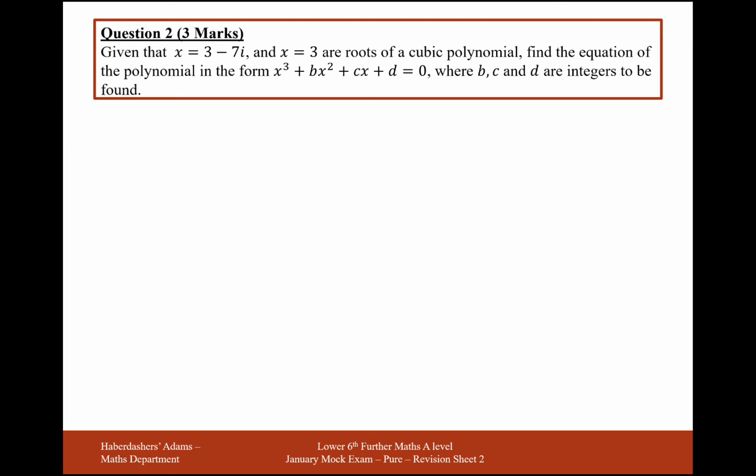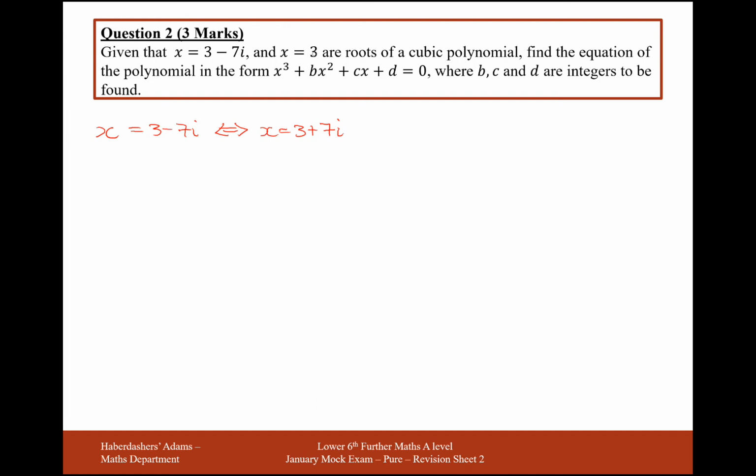Here we're working on question 2. So we have two complex numbers and we need to find the coefficients of the cubic polynomial that creates these two numbers. Given that 3 minus 7i is a root of a polynomial, we can therefore also assume that x equals 3 plus 7i is also a root of the same polynomial.